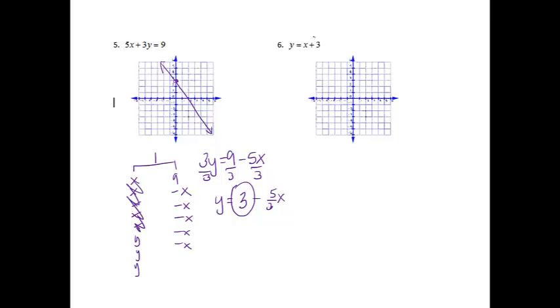Alrighty, the next one, y equals x plus 3. I'm going to circle the number that does not have the variable on it, which would be 3. That's my y-intercept, so I'm going to go up to 3 on the y-axis. And then from here, I am missing a number in front of the x, which I know is 1/1. So from here, I'm going to follow my slope, which is going to be go up 1 and go over 1. And then we have it.